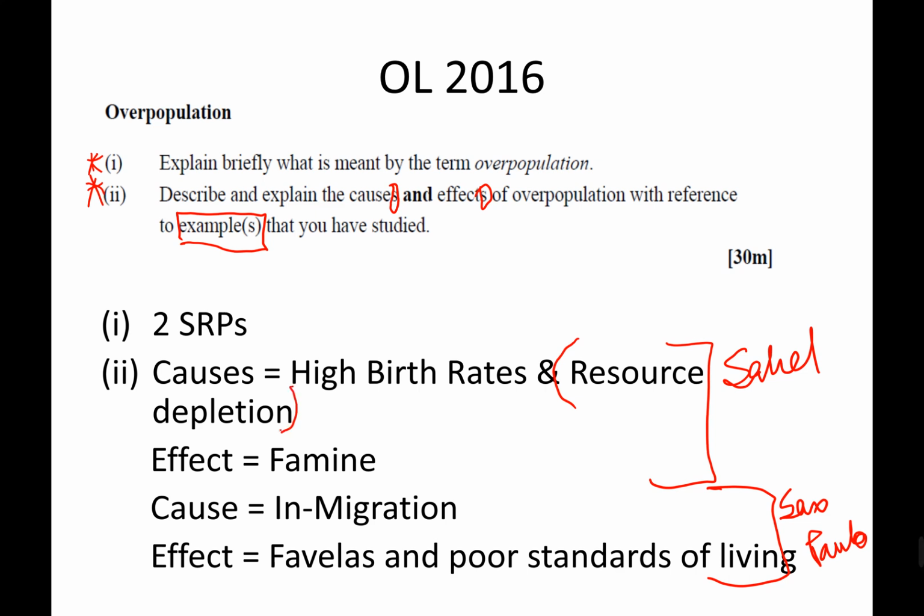Now, if you're doing both of them, I would leave out resource depletion in the Sahel because that's probably the most difficult one to do. So if you just had high birth rates and famine in the Sahel combined with in-migration and favelas in Sao Paulo, that would be more than enough to answer that. It's only a 30-mark question.